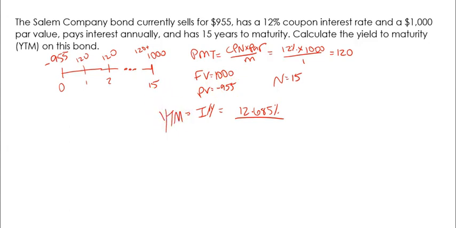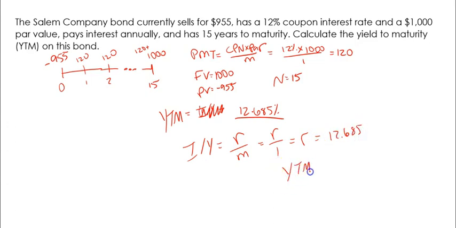Yield to maturity is, actually, I don't really like to write it that way. I like to write, let's see, your IY is equal to your R, your rate, divided by compounding frequency. In this instance, M is just 1, so R is equal to 12.685. So our yield to maturity is equal to R. Because if this had been semi-annual, you would have had to have multiplied that IY by 2 to be able to get your yield to maturity. It just only works this way because it is annual.